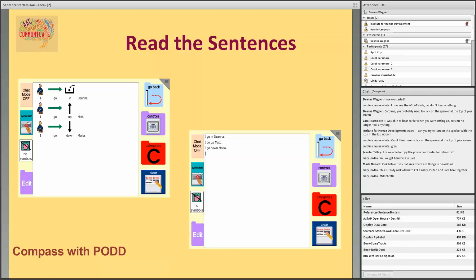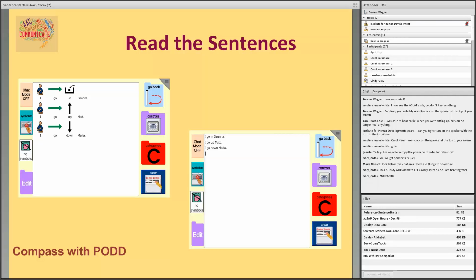This is a little screenshot from Compass with PODD, where the sentences are shown, and we can turn the symbols on with a feature called Symbolate. So I added to this page no symbols, so I can read the sentences that I compose with symbols and sentences that just have words.